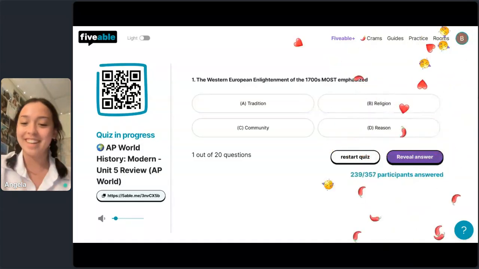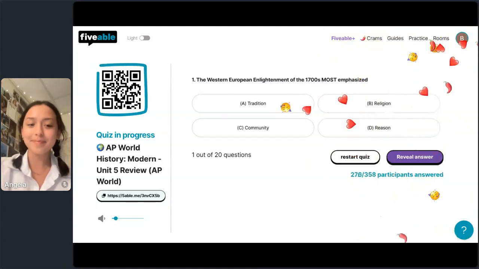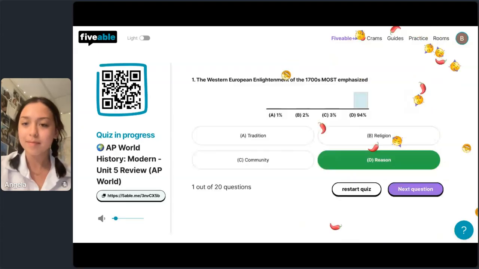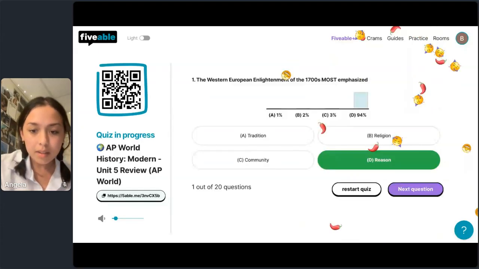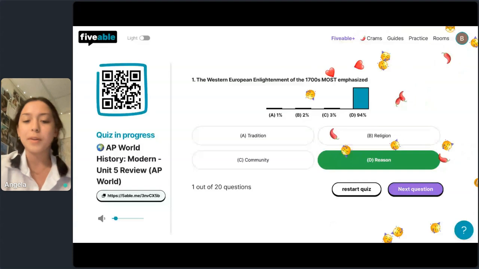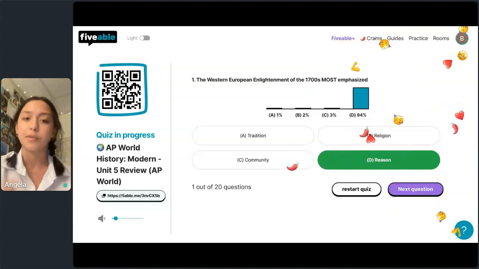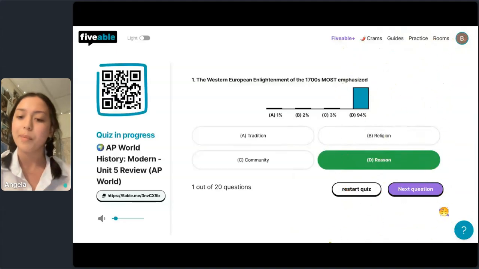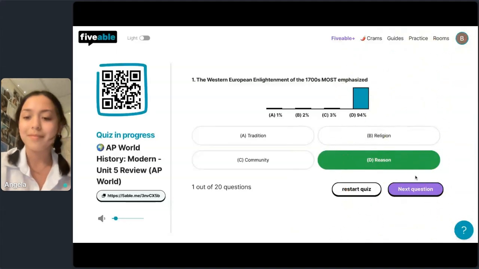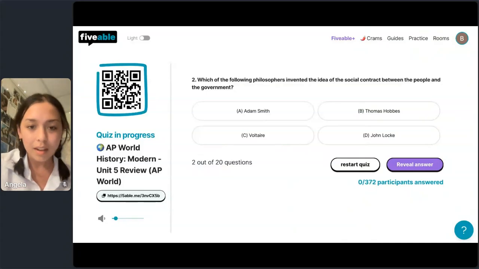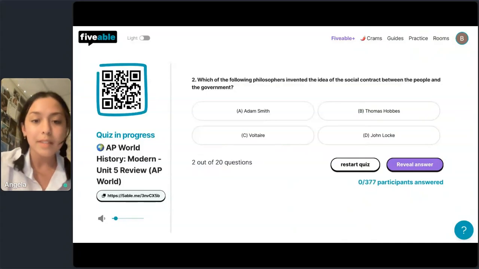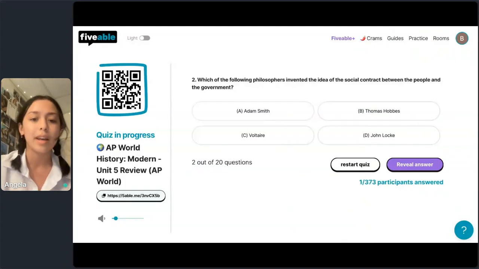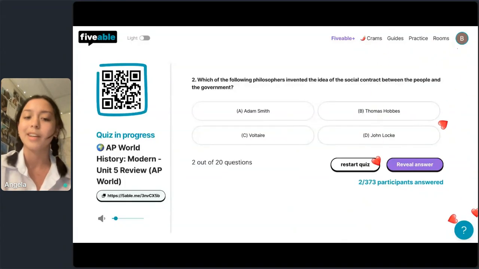Y'all are so cute in the chat. Yes, and that is a lot of what those Enlightenment thinkers were looking at, was prioritizing reason rather than the more religious structures that we were looking at before. Well, which of the philosophers invented the idea of a social contract between the people and the government? This was a really big idea at the time, and these are all those Enlightenment thinkers you really want to be looking at.